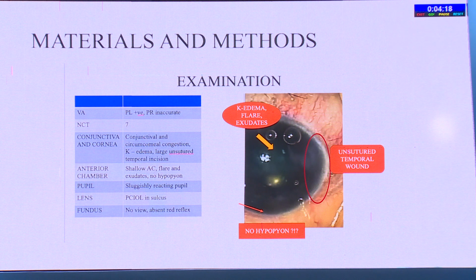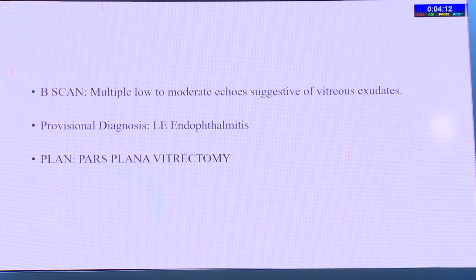The chamber was shallow with flare and exudates, and the pupil was sluggishly reacting. When we tried to do a very gentle B scan because there was a large unsutured temporal wound, it showed multiple low to moderate echoes suggestive of vitreous exudates. So our provisional diagnosis was a left eye endophthalmitis, and we planned for a pars plana vitrectomy in that eye.